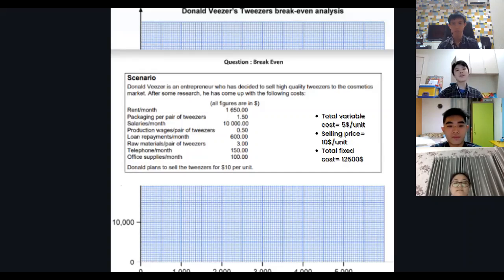Calculated from the case study, the total fixed cost of $12,500 is calculated from $1,650 plus $10,000 plus $600 plus $150 plus $100. As for the variable cost, it can be calculated from $1.50 plus 50 cents plus $3, equal to $5 per unit of tweezers, while the selling price for each unit of tweezers is $10. With the help of the fixed cost and the variable cost, we can then identify the break-even point and also construct the break-even graph as well.